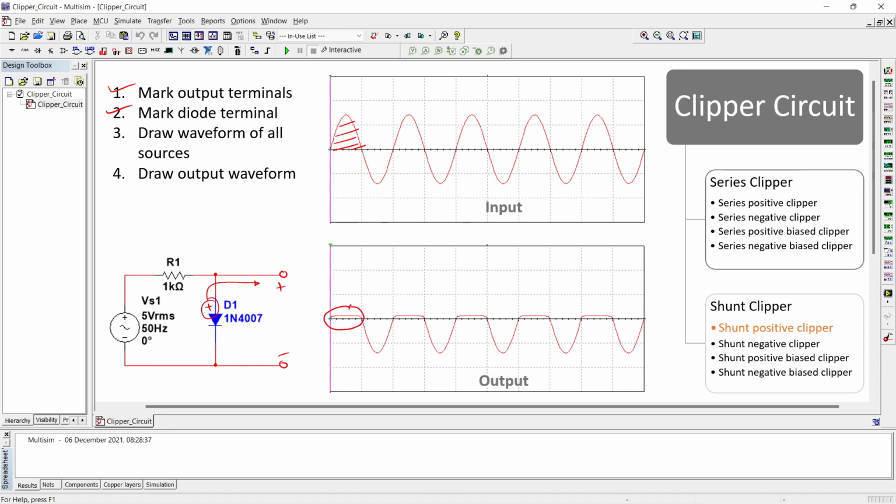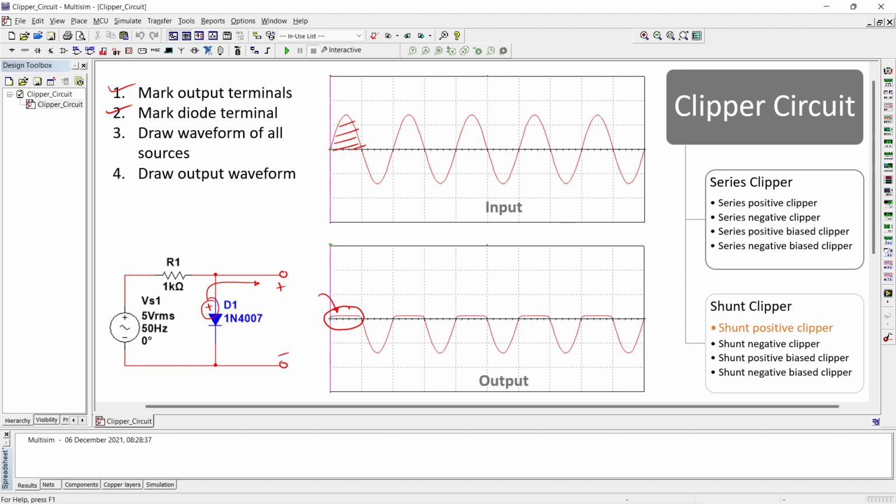Here you can see the output is not exactly 0. Why it is not 0? That I have explained in my next video, where I am explaining full shunt clippers with live simulations.